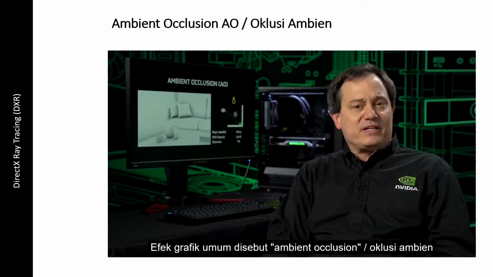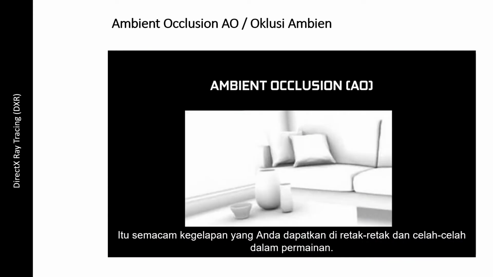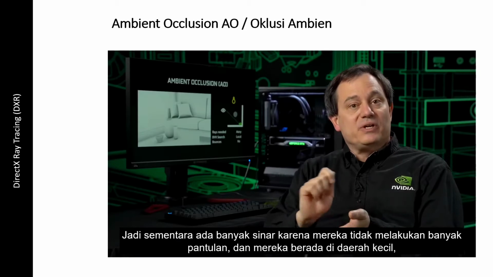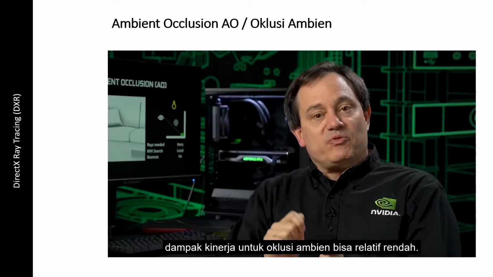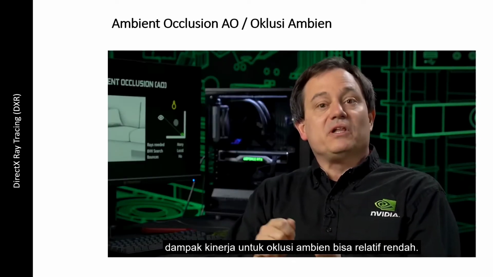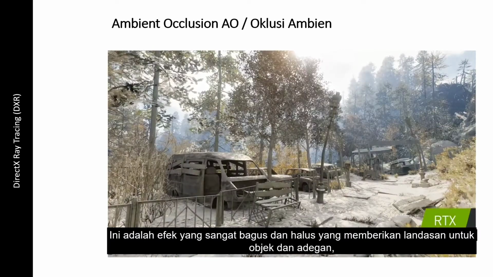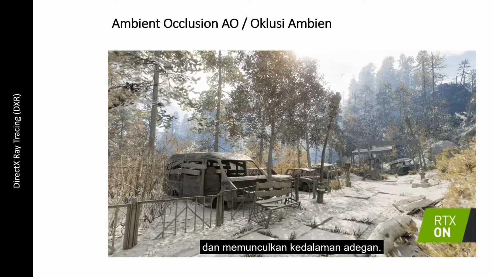A common graphics effect is called ambient occlusion. That's that kind of darkening that you get in the cracks and crevices in games. You shoot a fairly large number of rays, but in a fairly local region, into the BVH. So while there's a lot of rays, because they're not doing a lot of bounces and they're in a small region, the performance impact for ambient occlusion can be relatively low. This is a really nice subtle effect that provides kind of a grounding to objects and scenes and brings out the depth of a scene.